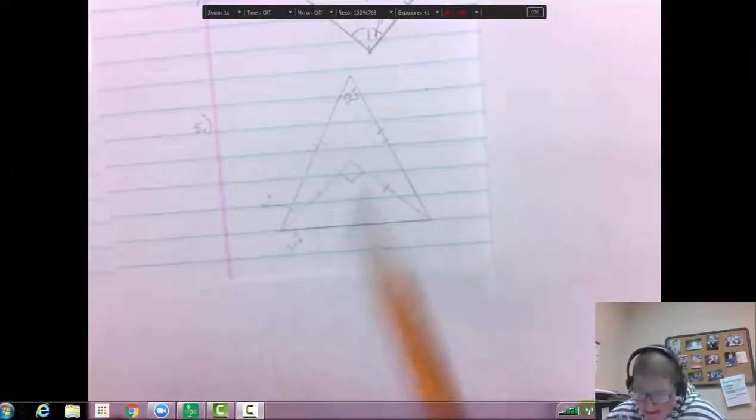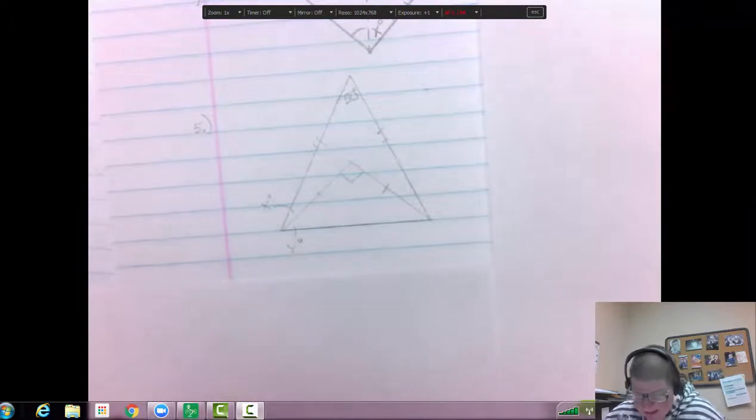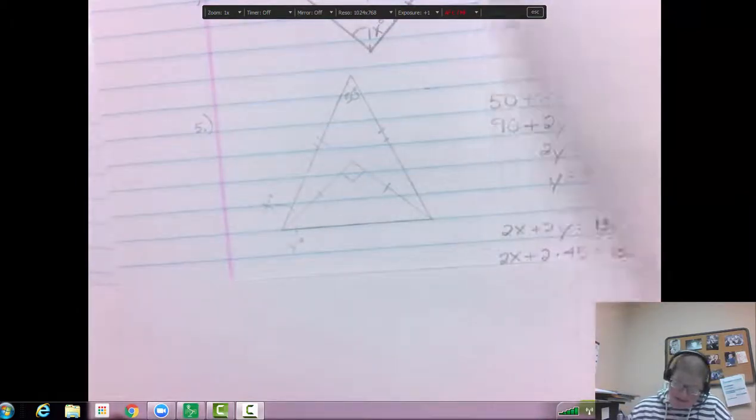Okay, so we know we have a triangle inside of a triangle, and this one's 50 degrees, and this one's, I don't know, and we know that these are both isosceles triangles. Then how could we go about answering this one?